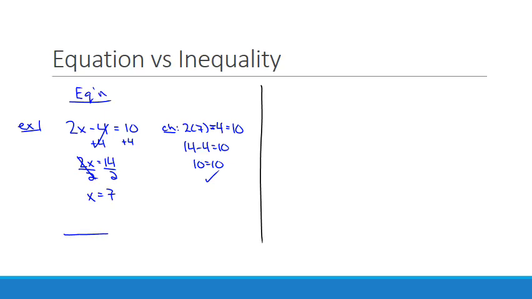If I was to graph it on a number line, I'll put my answer in the middle there. 7, so this is 8, 9, 6, 5. The only thing I would shade in, or the only dot I would make, is on the 7. So that's an equation. Let's look at an inequality now.